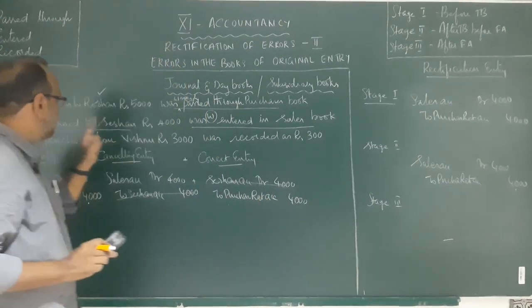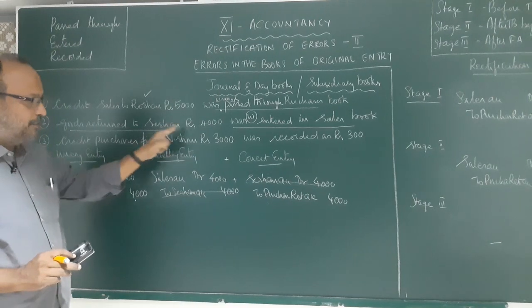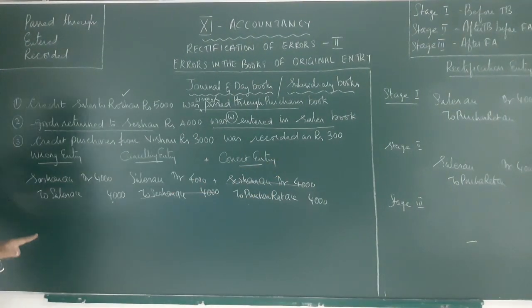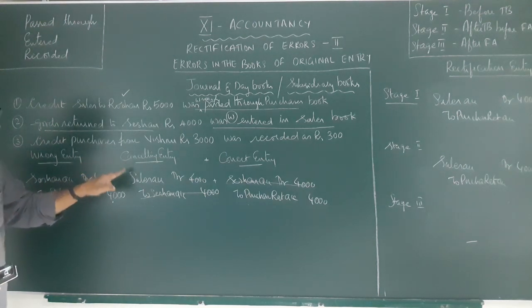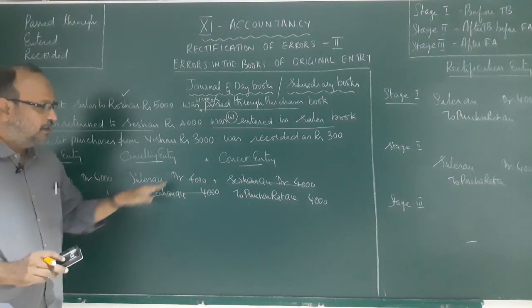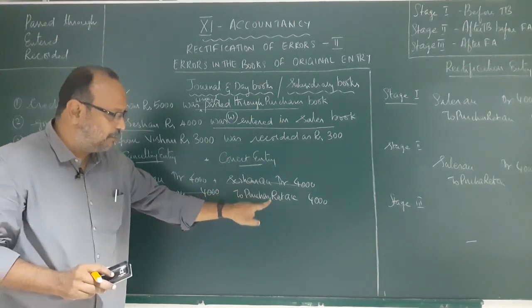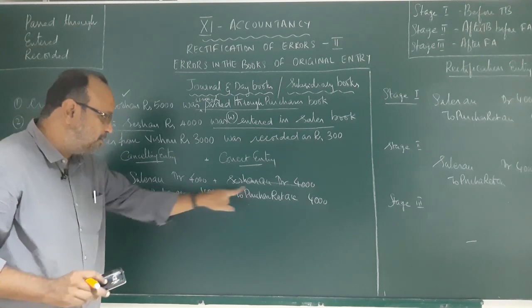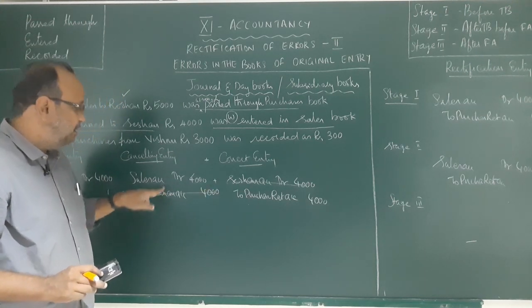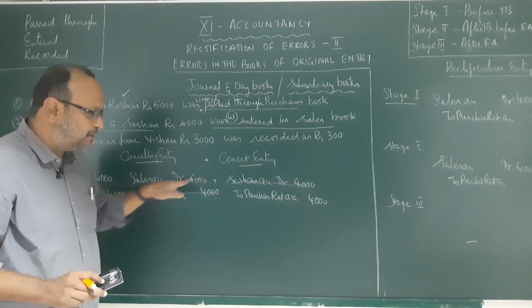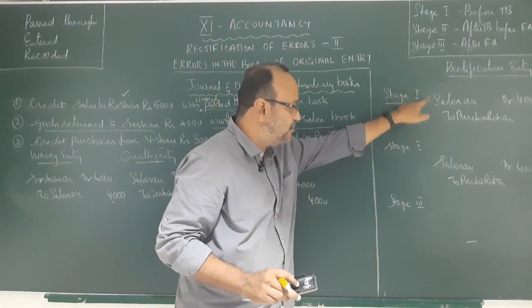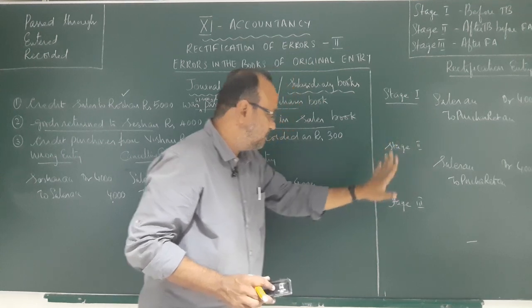Once again, goods returned to Sethu rupees 4,000 was wrongly entered in the sales book. The wrong journal entry, Sethu account debit to sales account. Cancelling entry, sales account debit to Sethu account. Correct journal entry, Sethu account debit to purchase returns account. When we combine these two, Sethu account debit to Sethu account gets cancelled. We have got sales account debit to purchase returns account. That is the rectification entry in stage 1 and stage 2.